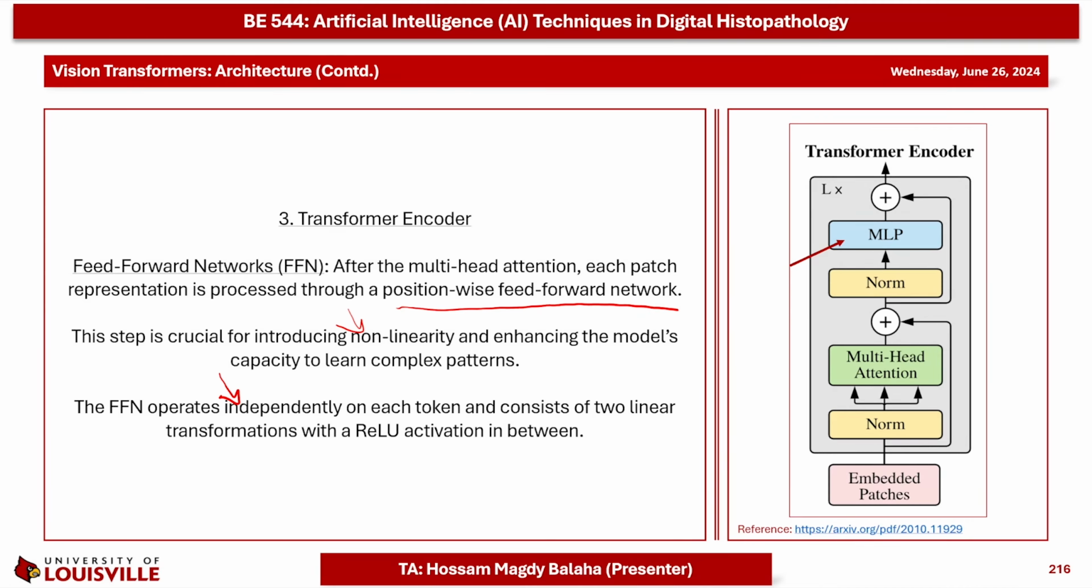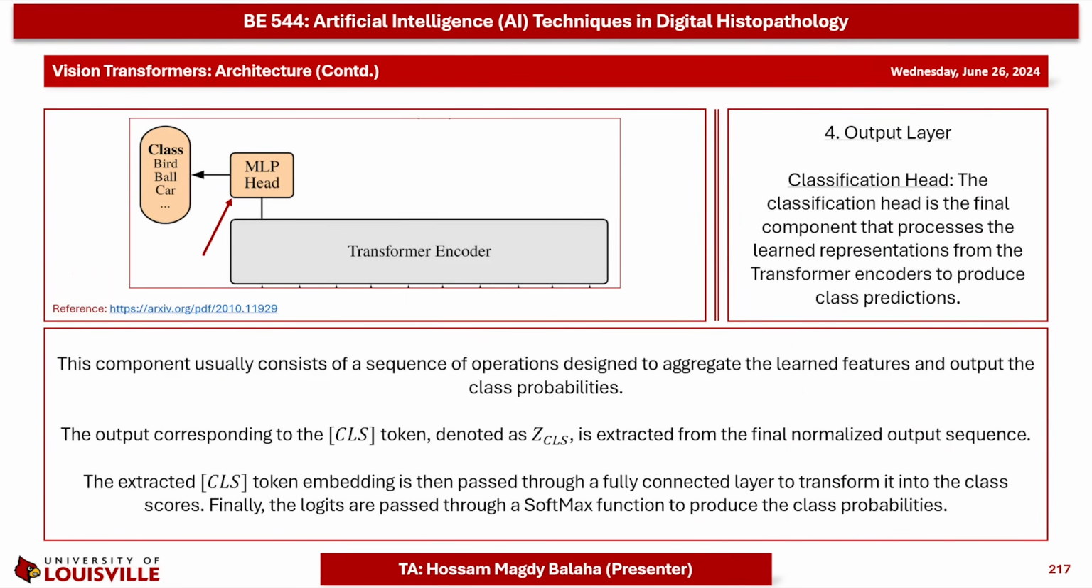So now the role of the encoder is to extract the relationships between the input data, talking about the batches, and then introduce some nonlinearity to learn the complex patterns between the batches, and the output will be provided to another encoder, and so on until it reaches the classification head or the output layer. So the classification head is the final component that will process the learned representations from the transformer encoders to produce the classification predictions. Internally, it consists of a sequence of operations designed to aggregate the learned features and output the class probabilities.